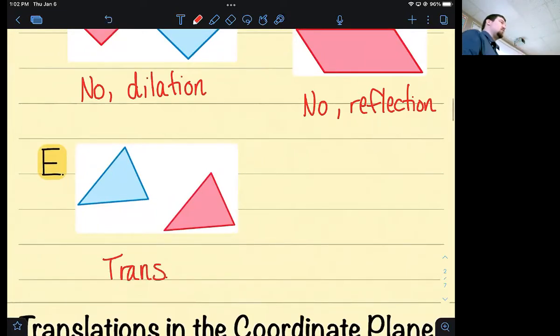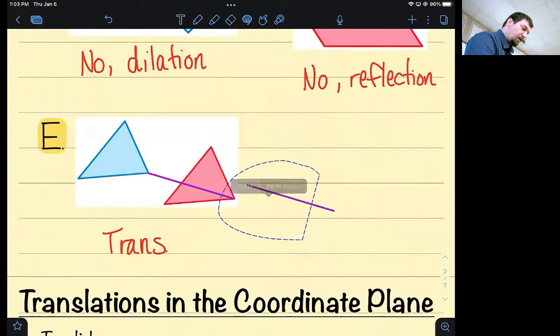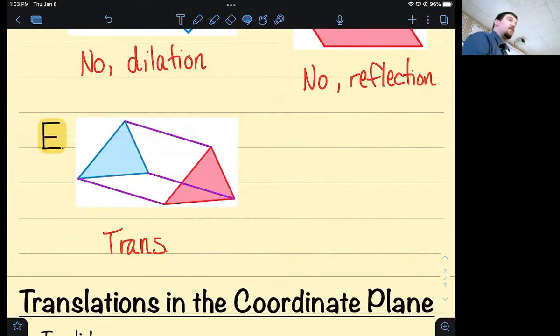So a translation should result in the figure being the same direction. Everything looks exactly the same. It hasn't been rotated, hasn't turned, hasn't been flipped. Okay, so it looks exactly the same, just in a different spot. It's literally been slid across this line, and that line is going to be the same for all 3 points of that triangle. Now it looks like a triangular prism.